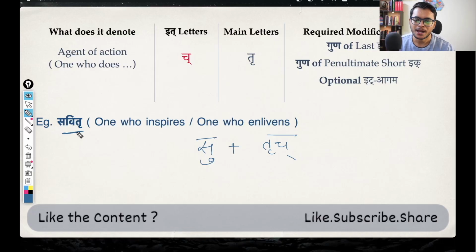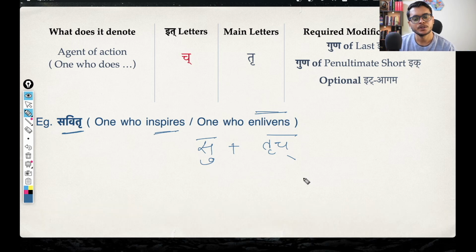May you inspire, may you propel our intellect. Because he is the one who inspires. See, this pratipadika is coming from the su dhatu. Su dhatu means again to inspire or to give birth or to enliven, to produce in that sense. So we are using this su dhatu and modifying it using the trit suffix, since there is a U.